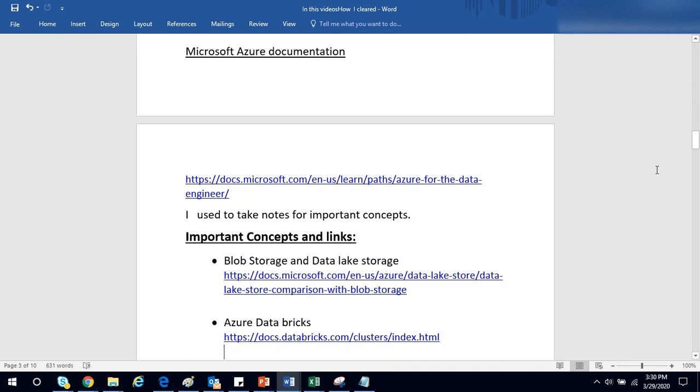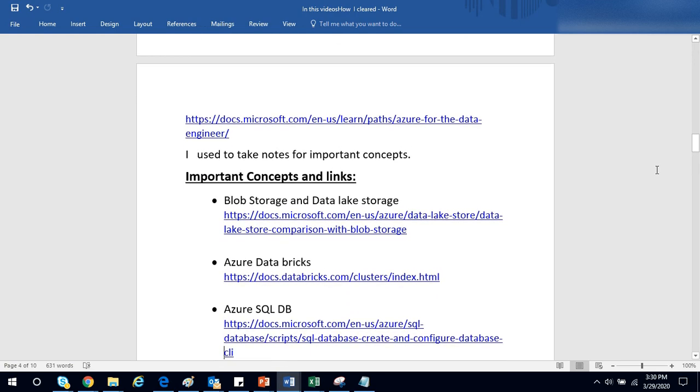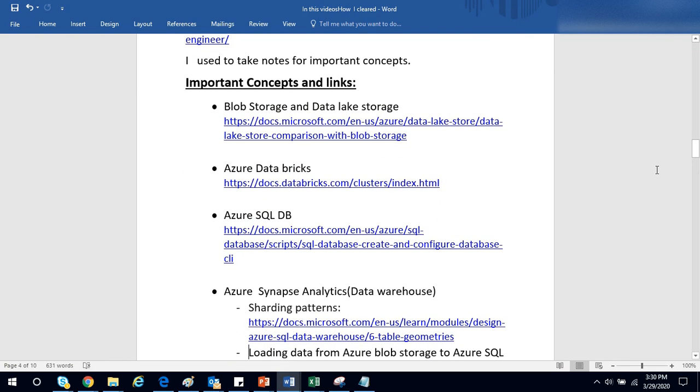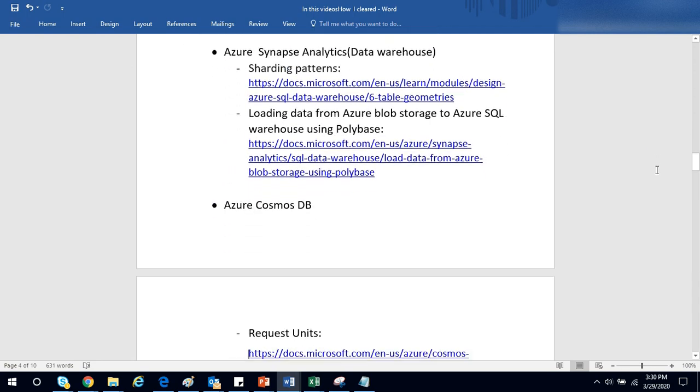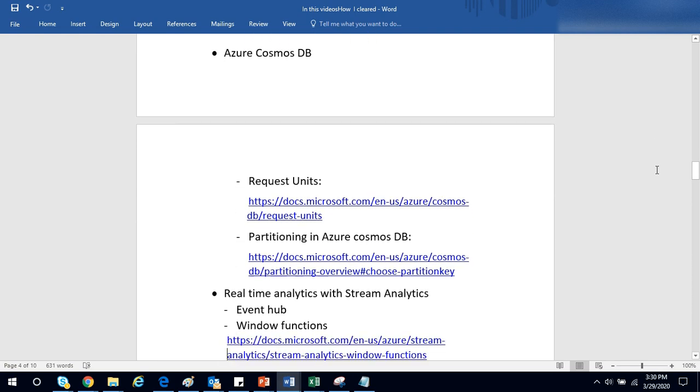I have provided here various concepts and links to the concepts. Basically, you can go through all these concepts. You can definitely expect at least 2 to 3 questions from each of these links.